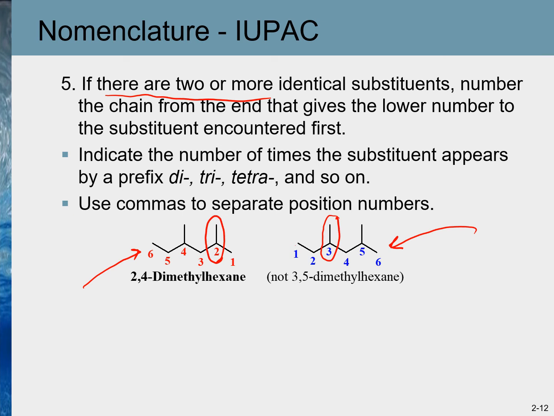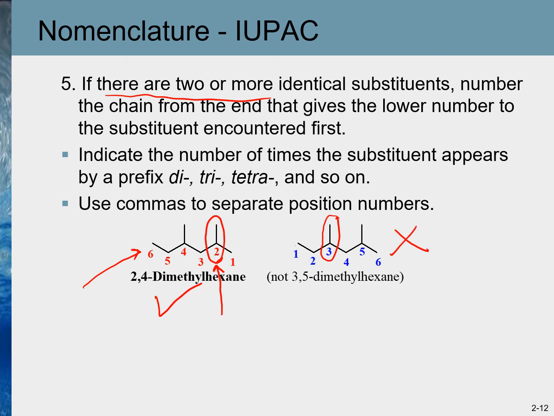So we don't care about where the second substituent is. That is none of our concern at this point. We only look for when we encounter our first substituent. In this arrangement, the first substituent appears at number 2 position, and in this arrangement, the first substituent appears at number 3 position. According to the rule, the numbering which gives the first substituent the smaller number is correct. Therefore this is the correct numbering and this is incorrect.